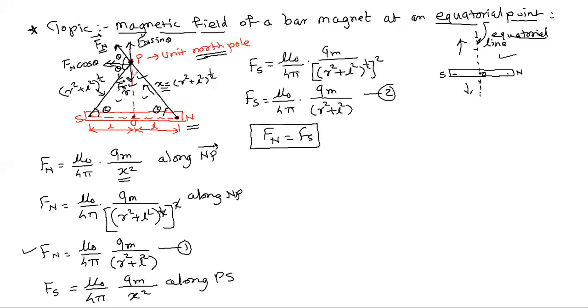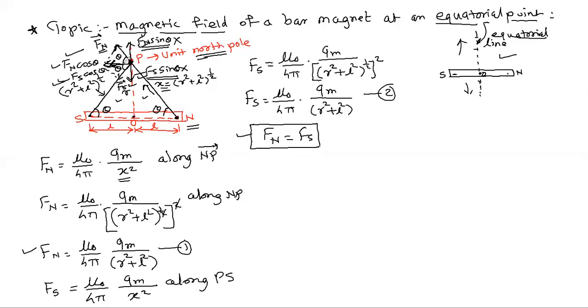Similarly, this component will be Fs sin theta and this component will be Fs cos theta. That means this Fn cos theta and Fs cos theta are in the same direction, along this direction. And here this Fn sin theta and Fs sin theta are opposite to each other, and since the magnitudes are the same, they will cancel each other. On the other hand, Fn cos theta and Fs cos theta will be added.